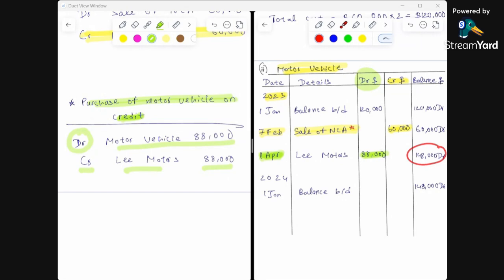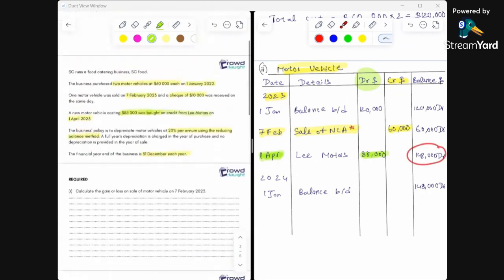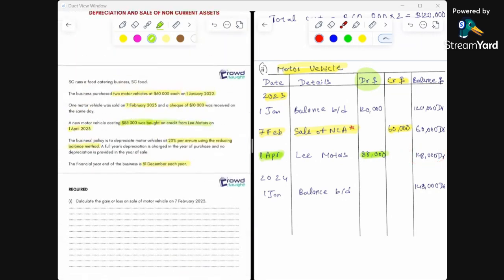Okay. Now, in the year 2023, we don't have any more events occurring with regards to the purchase or sale of non-current assets, specifically the motor vehicles in this case. Therefore, we can confidently carry this $140,000 debit balance as the opening balance in the next financial year, starting 1 Jan 2024. And as you can see, we have written opening balance, which is balance brought down, B/D, of $140,000 debit. Okay. All right.